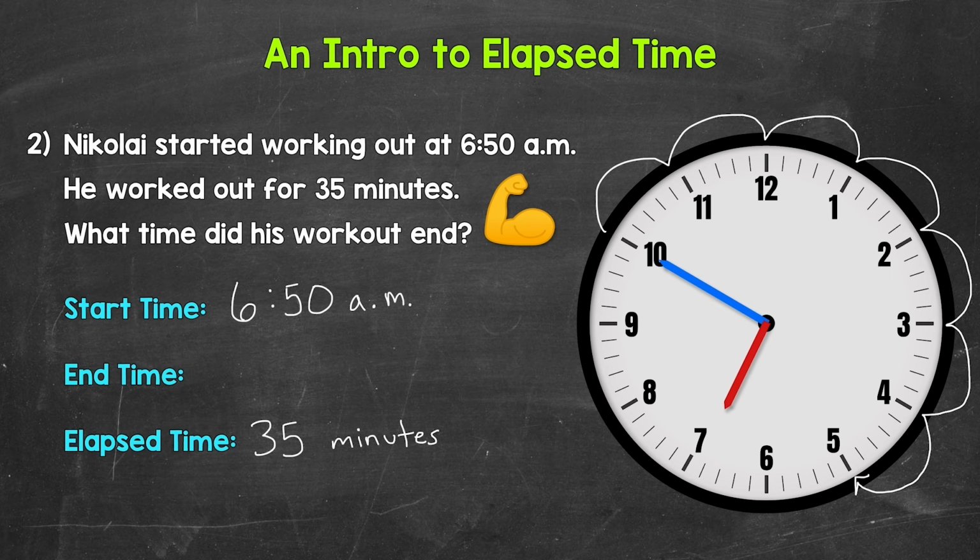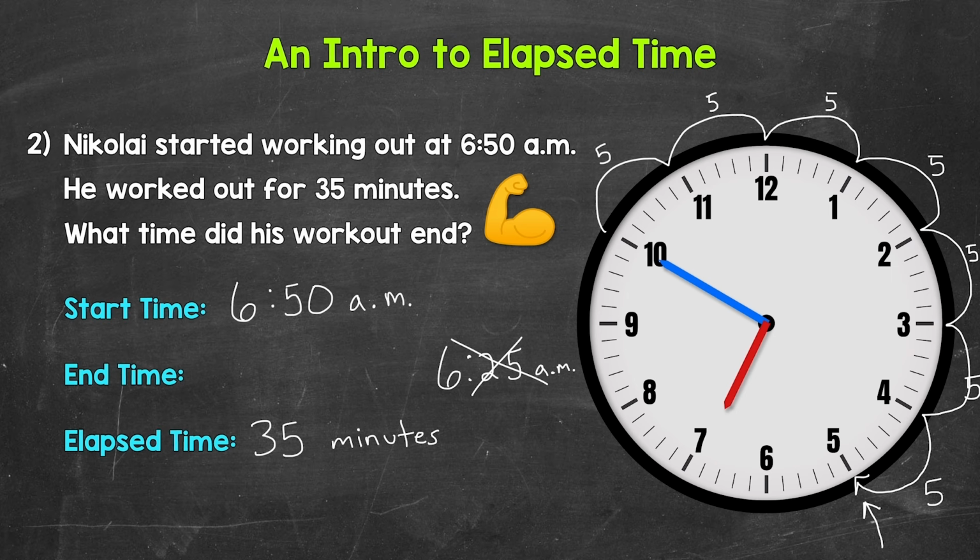So counting by fives, again, we have 5 minutes, 10 minutes, 15 minutes, 20 minutes, 25 minutes, 30 minutes, 35 minutes. So in 35 minutes, the minute hand is going to be pointing to the 5. That means our end time is 6:25 a.m., right? Well, if he started at 6:50 a.m., would it make sense that he ended at 6:25 a.m.? No, that doesn't make sense. This is not correct.